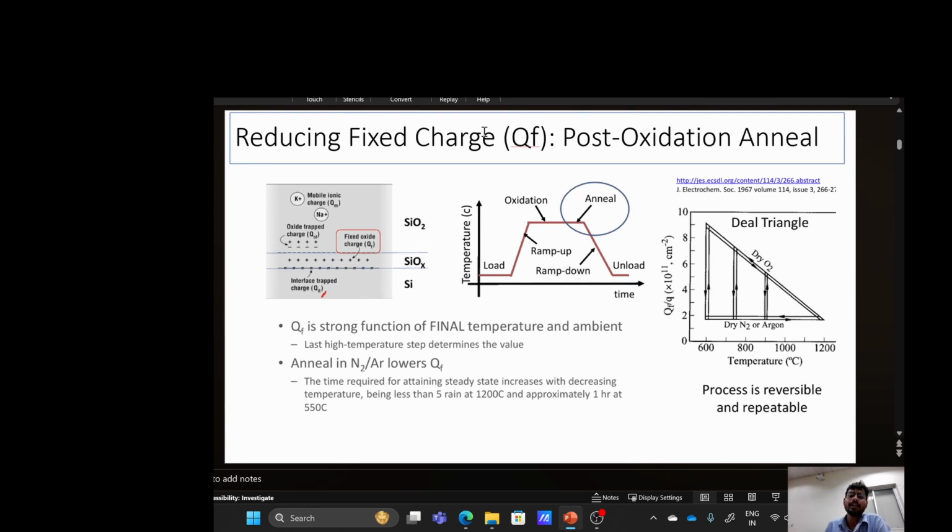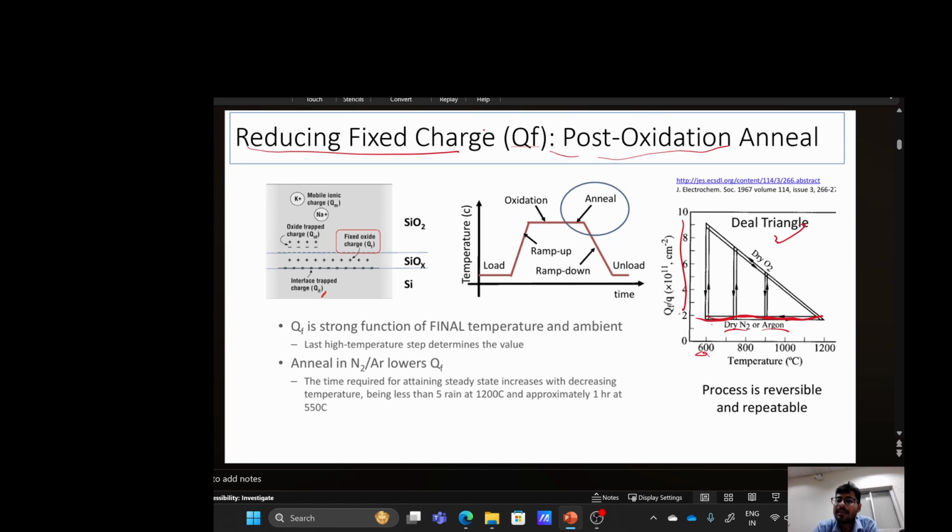Now how can we reduce the fixed oxide charges? There is a kind of Deal triangle, we will come to that. After the oxidation, whether wet oxidation or dry oxidation, if we anneal our silicon wafer in a nitrogen or argon environment, which is an inert atmosphere, it will reduce the defect density. Okay, can you see this?